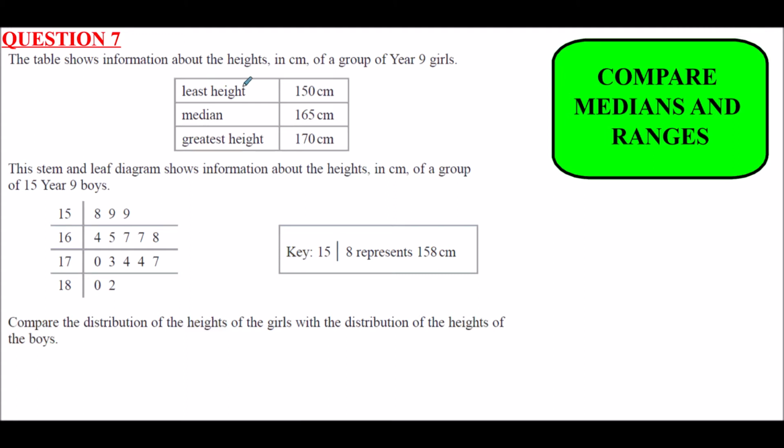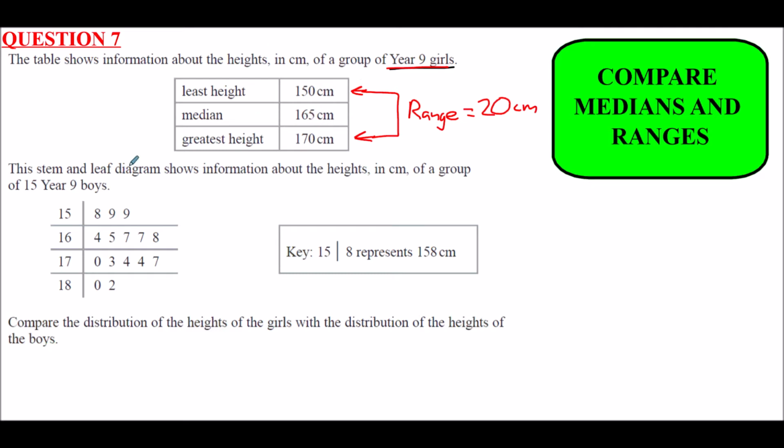So for the girls, the range is the difference between the biggest and the smallest. So looking at these two here, the range is 170 take 150, which is 20 centimetres. And obviously the median is 165 because it says.